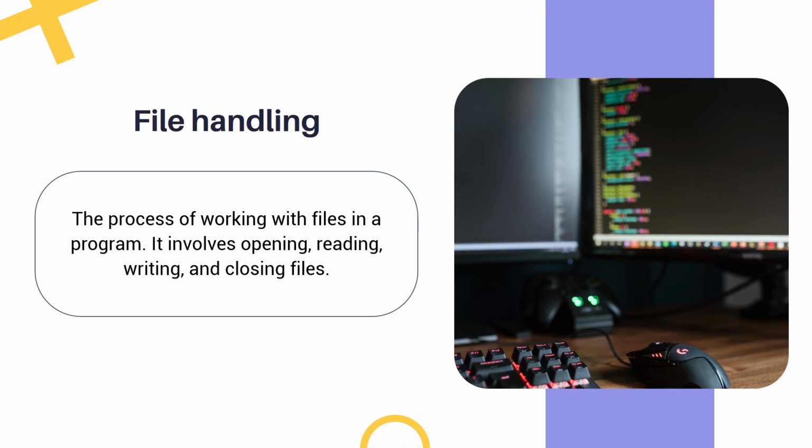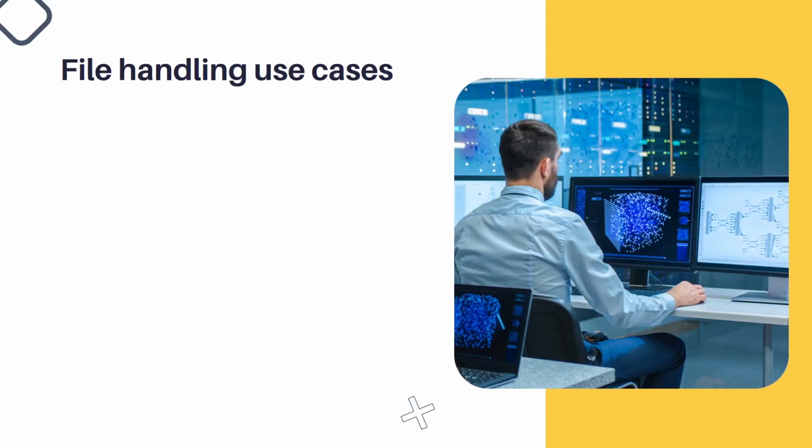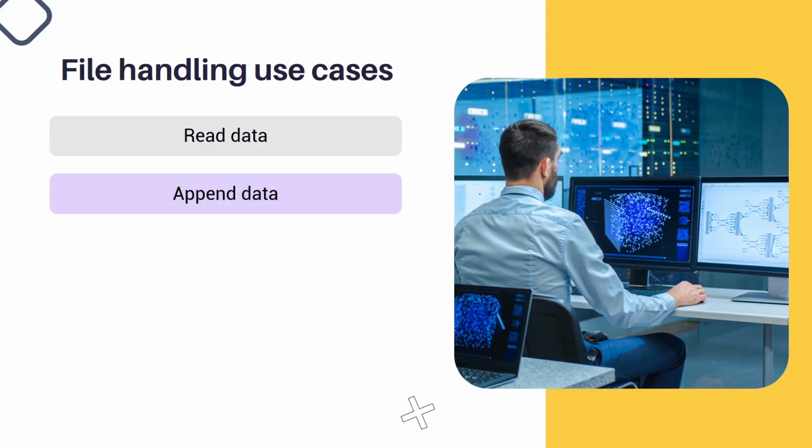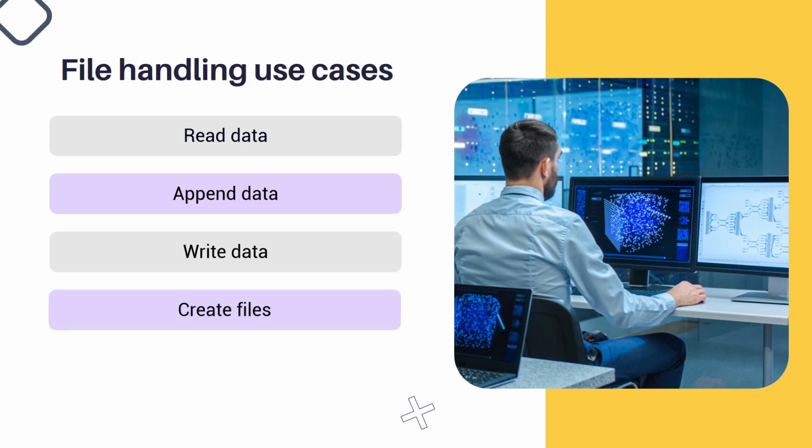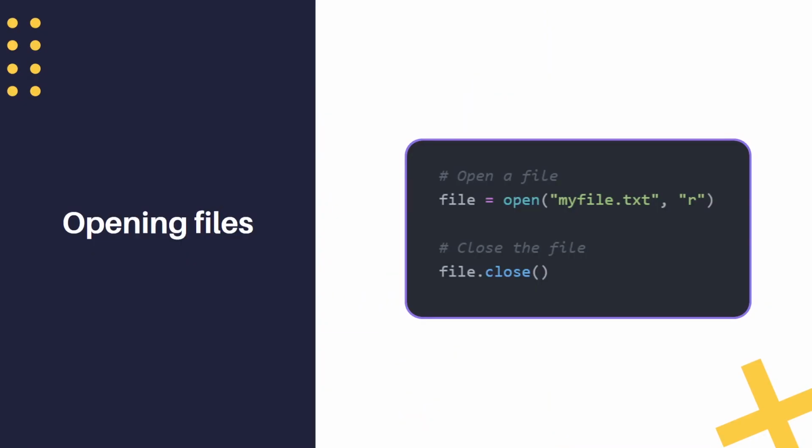The reason why this is so important is that there are certain use cases where we require our program to access external files to gather data, for example. The fundamental use cases in file handling include the following: the ability to read data from a file, the ability to append data to an existing file, writing data to a file, creating files from scratch, as well as deleting existing files. Here is a typical example of what the code looks like for opening a file.